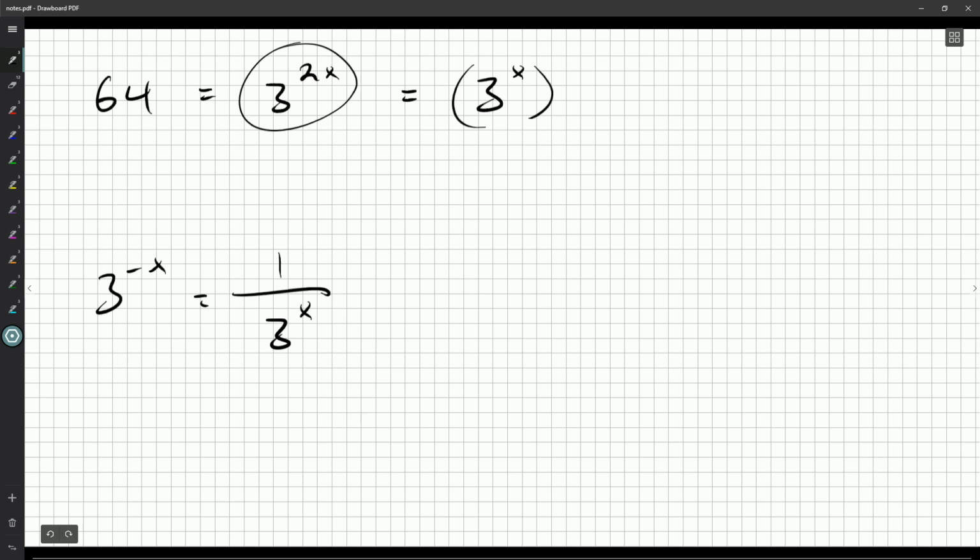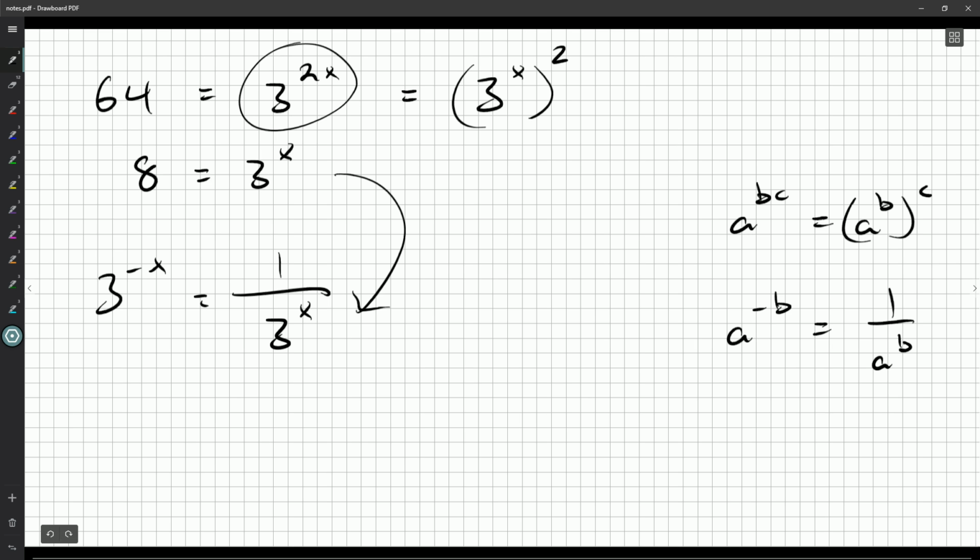Yeah, if you've got a product of two things, if you've got a to the bc, that's the same as a to the b all to the c. Again, just simple exponent rules. And that's all it is. So 3 to the 2x is 3 to the x squared. Now, 64 is a square that we might recognize. Square root of 64 is 8. So I know 8 is the same as 3 to the x. Okay? So we just take that, plug it in here, and we're looking for 1 over 8.